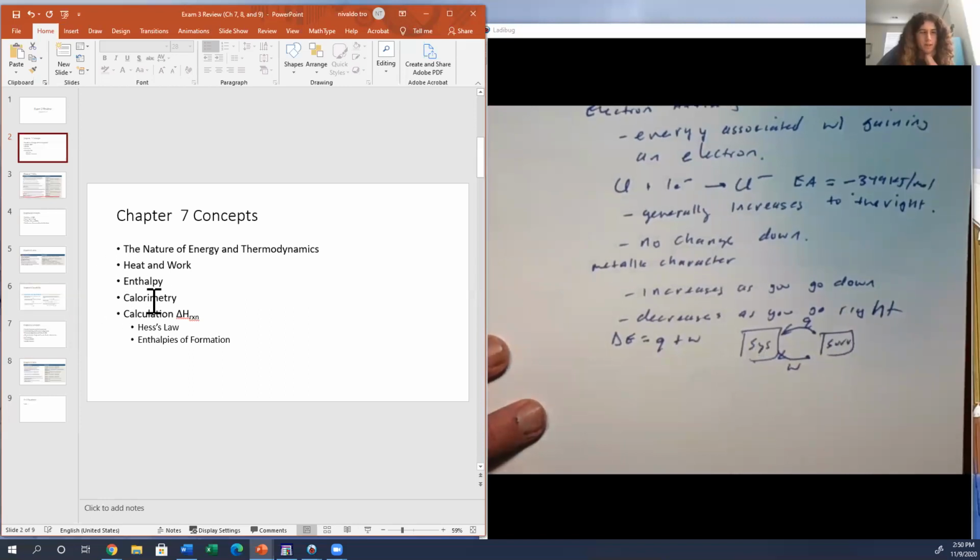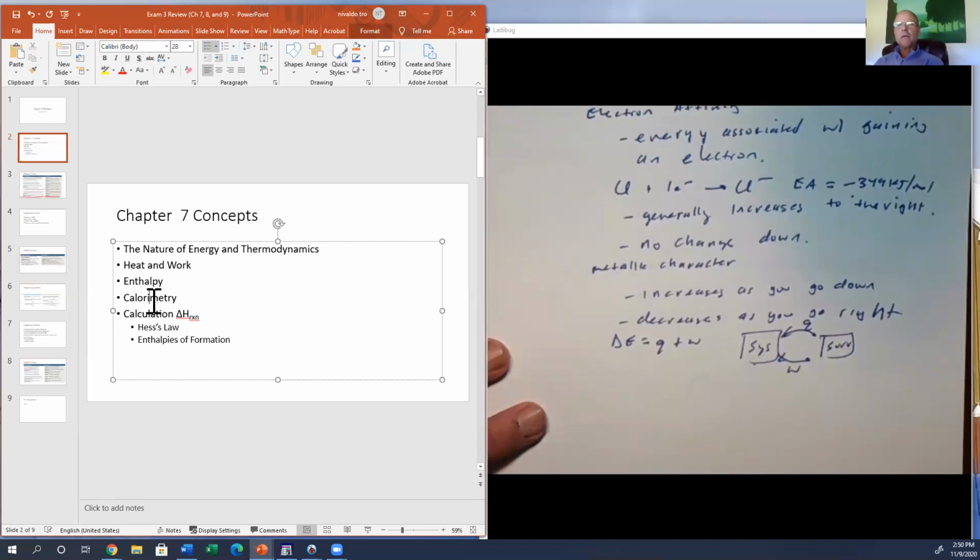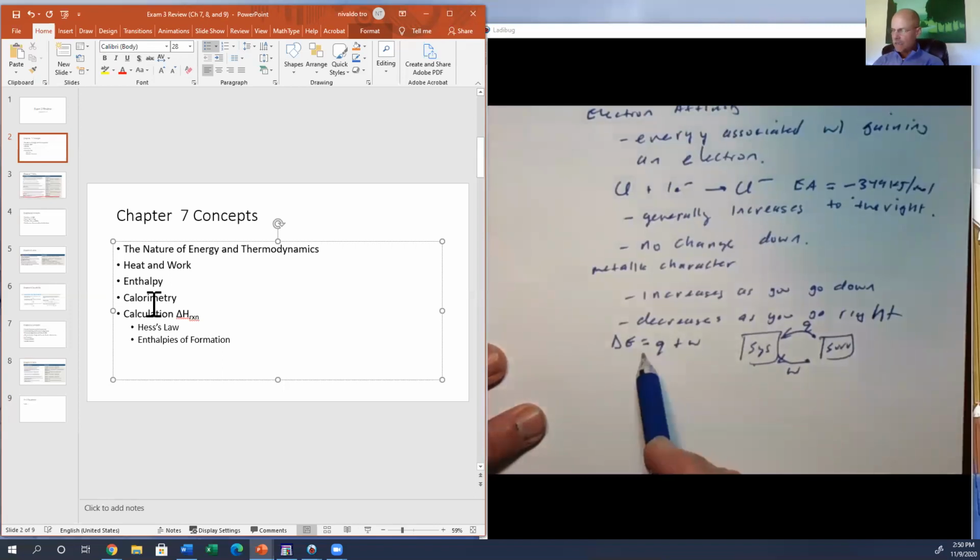All right, then we talked about calorimetry. So know both types of calorimetry that we talked about, a bomb calorimeter and a coffee cup calorimeter. Remember that a bomb calorimeter measures delta E, the change in internal energy. A coffee cup calorimeter measures delta H, the change in enthalpy. These two quantities are similar and they're related, but they're not exactly the same thing. Delta E is the sum of all the heat and work. Delta H is just the heat at constant pressure.